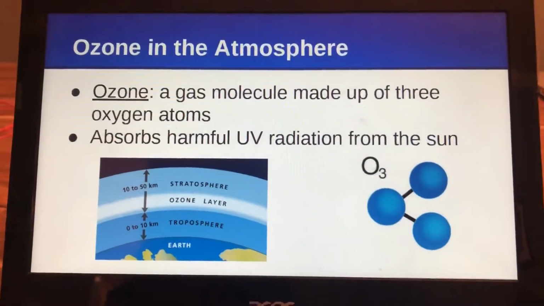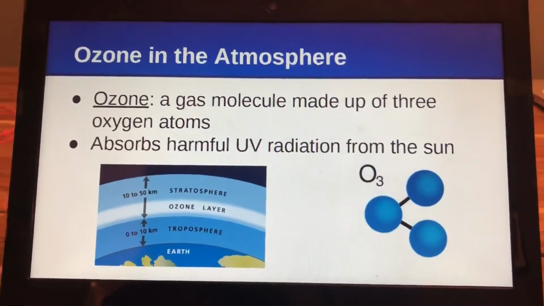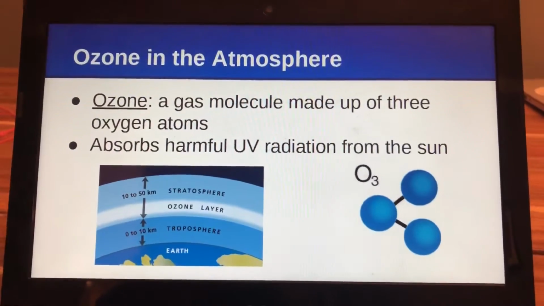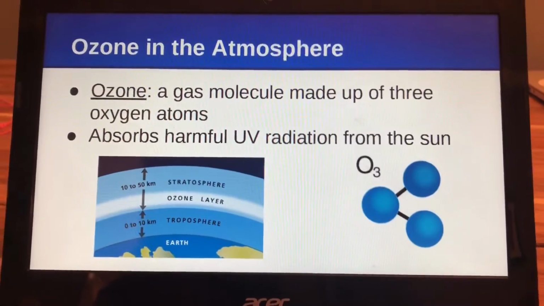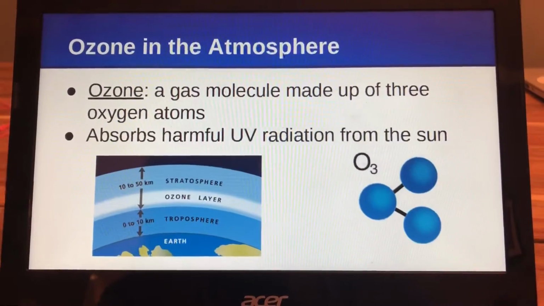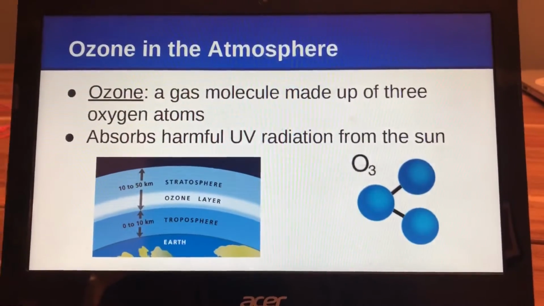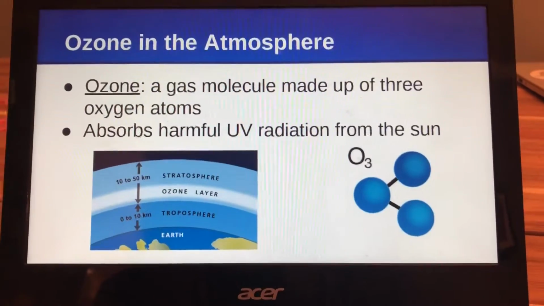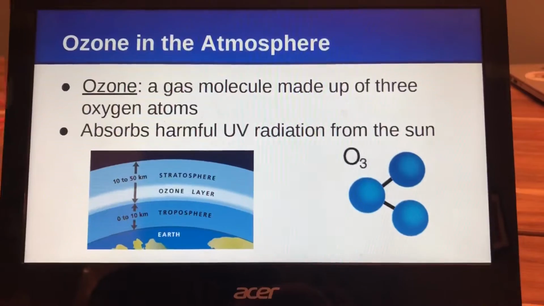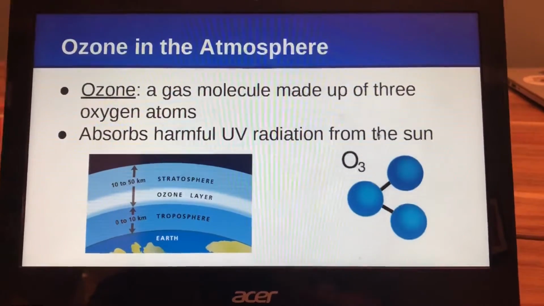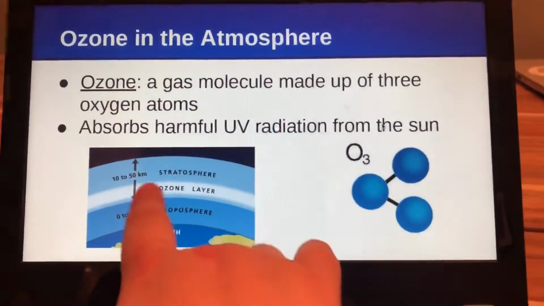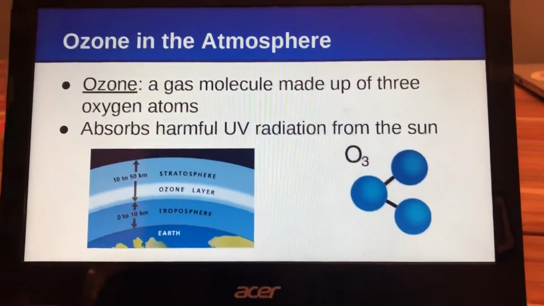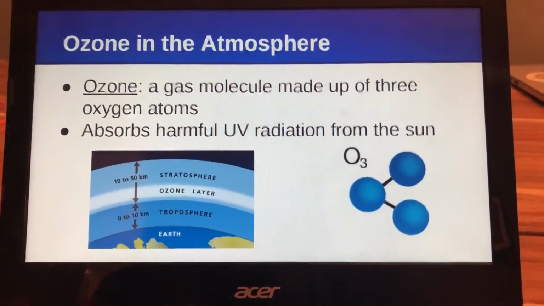All right, so ozone. Part of the atmosphere is what we call the ozone layer. And it is a specific layer that is composed entirely of ozone gas. It's a gas molecule made of 3 oxygen atoms. So the air that we breathe is O2, but ozone is actually O3. And ozone is actually both good and bad. When it is up in the ozone layer, it absorbs tons of UV radiation from the sun. So it's really, really great.